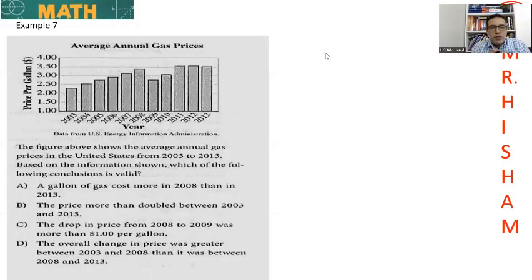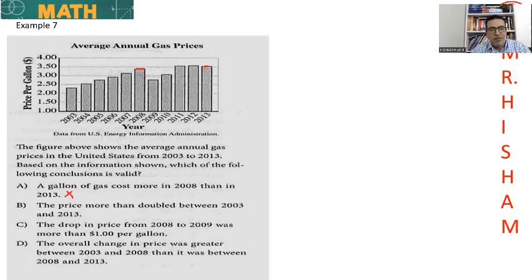Another example. The figure above shows the average annual gas price in the United States from 2003 till 2030. Based on the information shown, which of the following conclusions is valid? Is a gallon of gas more expensive in 2008 than in 2013? In 2008 we have 3.5 as the price per gallon, and 2013 is higher. So I don't think so. The first one is wrong.